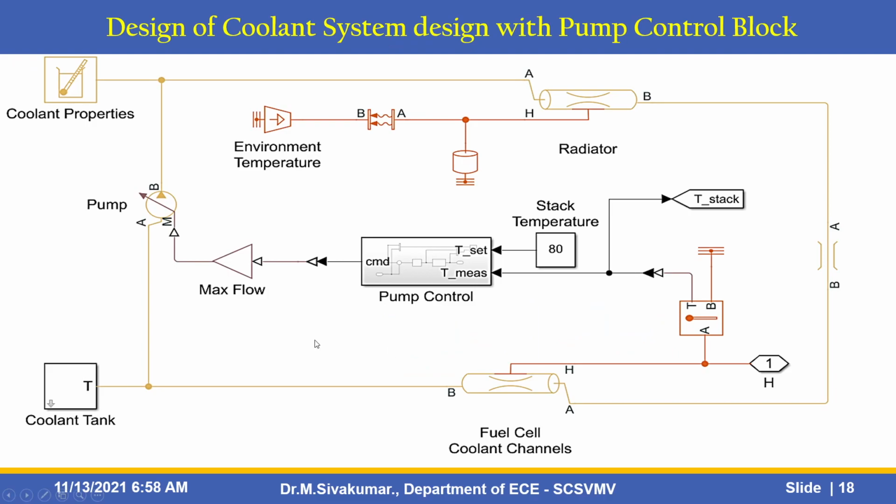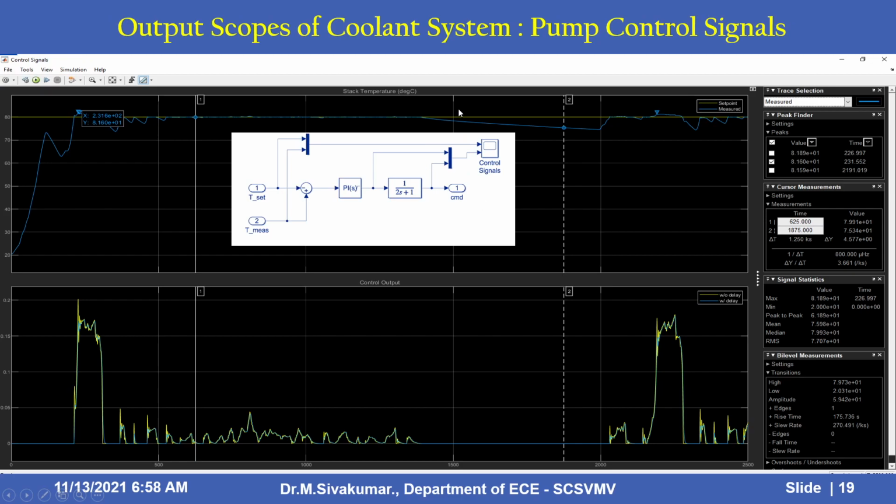Design with the pump control block. By using this pump control block, you can set the stack temperature and control output. Here the set point measured output and temperature, and control output show the without delay and with delay. And by using the interactive measurement block in this scope system, you can analyze the peak finder, cursor measurements, signal statistics, and also bi-level measurements. And also you can see the overshoot and undershoot points there.